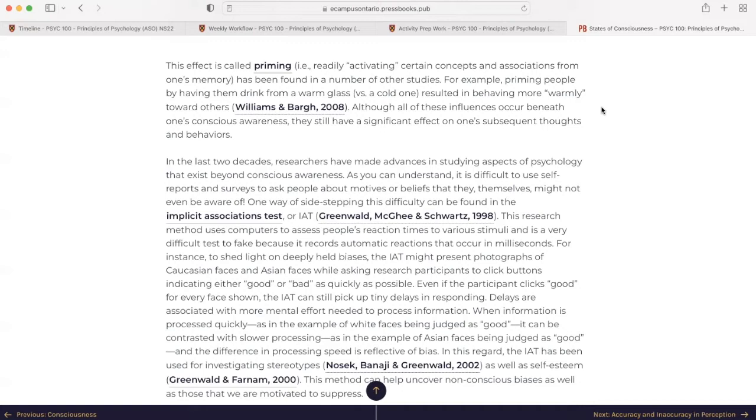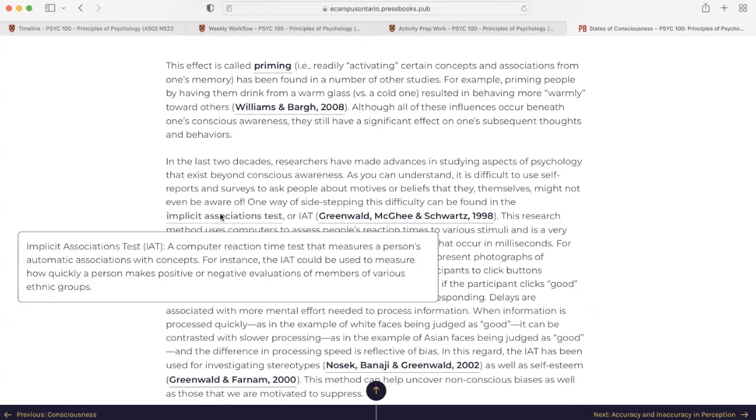In the last 2 decades, researchers have made advances in studying aspects of psychology that exist beyond conscious awareness. As you can understand, it is difficult to use self-reports and surveys to ask people about motives or beliefs that they themselves might not even be aware of. One way of sidestepping this difficulty can be found in the implicit association test, or IAT.